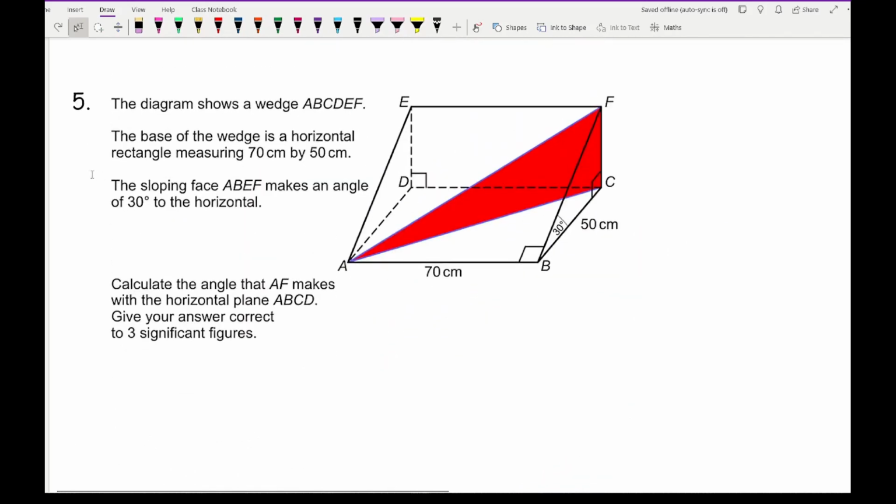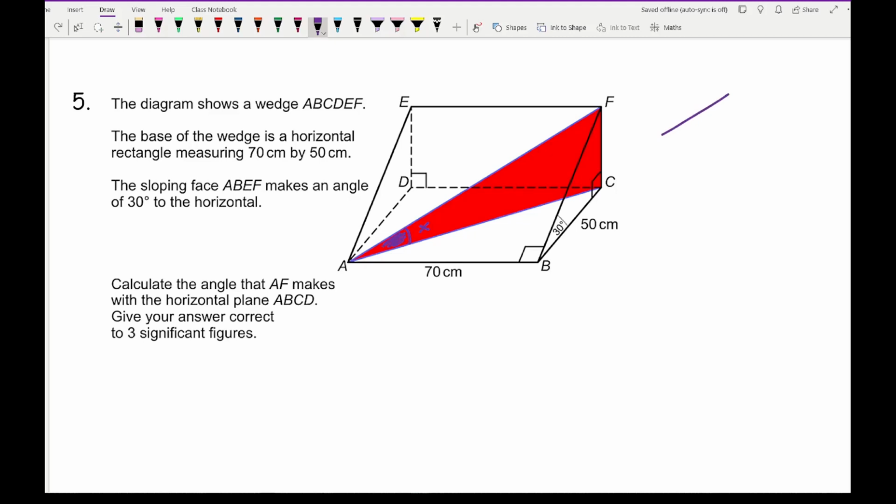Moving on to question 5, the diagram shows a wedge, very similar to question 2. It shows a wedge ABCDEF. The base of the wedge is a horizontal rectangle measuring 70 by 50 centimeters. The sloping face ABEF makes an angle of 30 degrees to the horizontal. The question asks me to calculate the angle that AF makes with the horizontal plane ABCD, giving your answer correct to 3 significant figures. So what this question is asking me to find is basically this angle here.